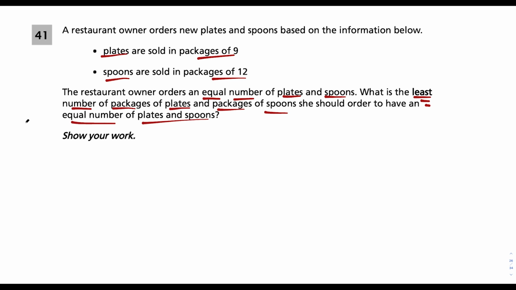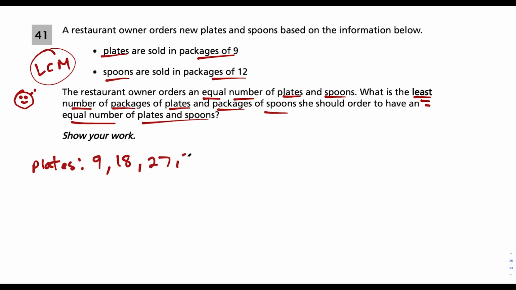So the concept behind this question, what jumps out at me right away, is least common multiple. So that's what I'm thinking here. So least common multiple, I'm thinking about plates. So for the plates, packages of 9 means if we buy 1 package, we get 9 plates. 2 packages, we have 9 plus 9 or 18, then 27, then 36, then 45, and so on. But when we think about spoons, spoons come in packages of 12. So that's 12, and then 2 packages would be 24, 3 packages would be 36, then 48, and so on.